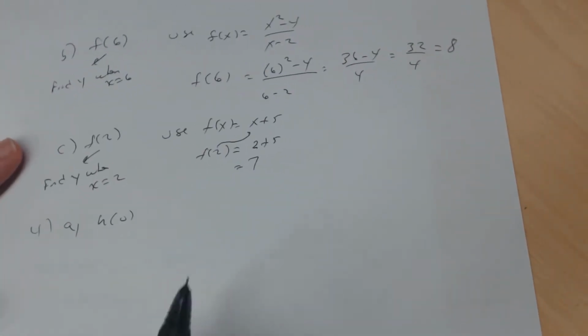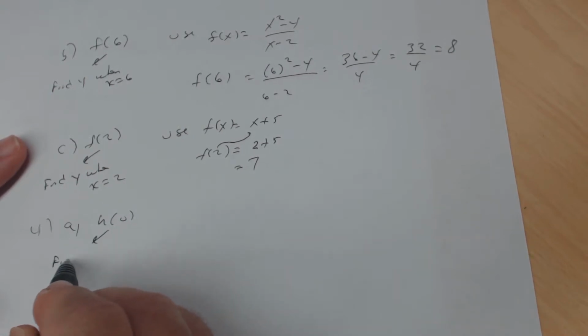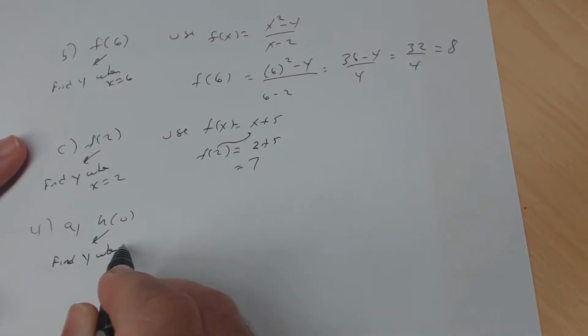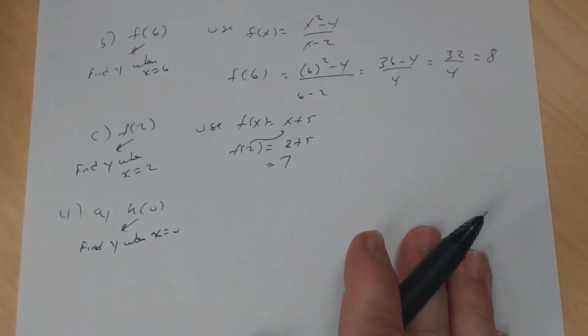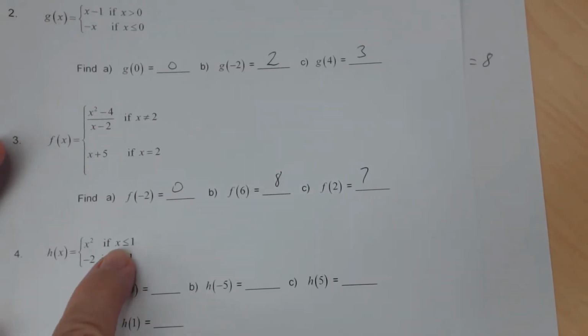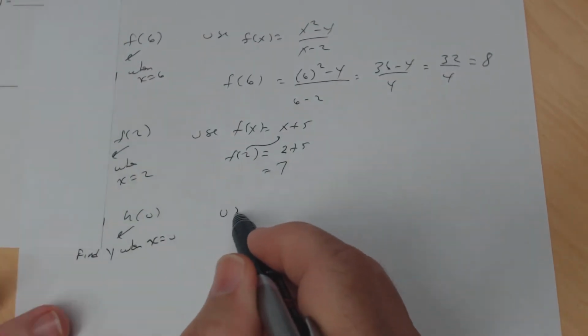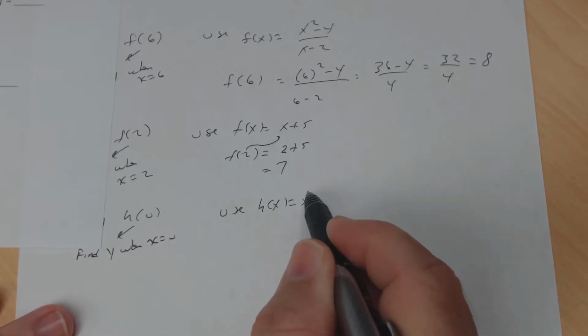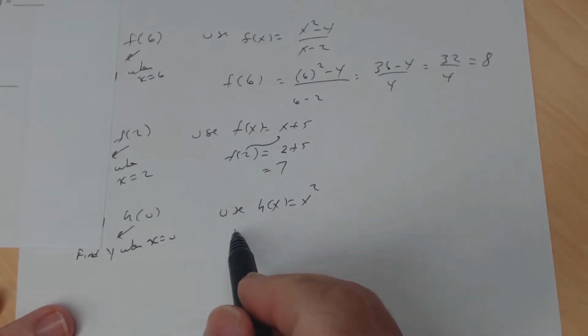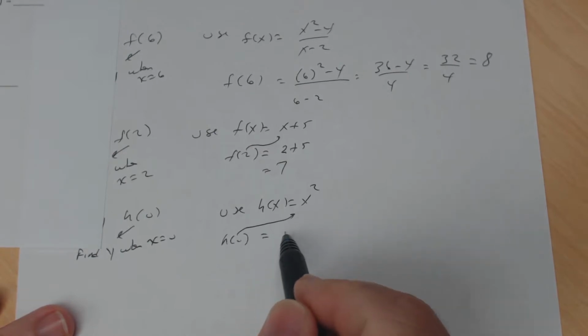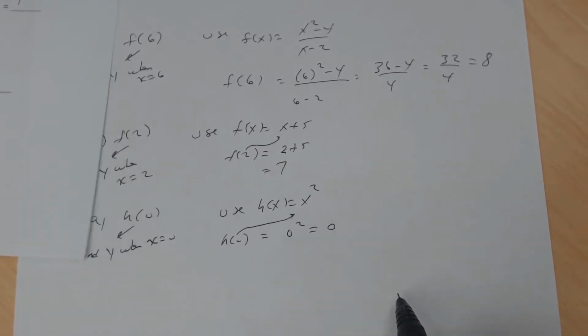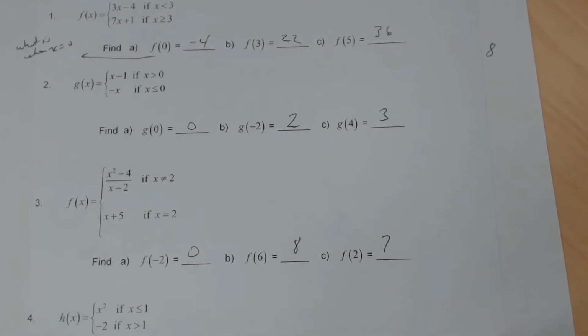So let's find h of 0. Again, this says find y when x equals 0. So let's see where x is equal to 0. Is 0 less than or equal to 1? So is it this one? The answer is yes. It's not here, because 0 is not bigger than 1. 0 is less than or equal to 1. So this is what I'm going to use. I'm going to use h of x equal x squared. Where we see the variable x, I'm going to plug in 0. So I get 0 squared, which is just 0. So h of 0 is 0.